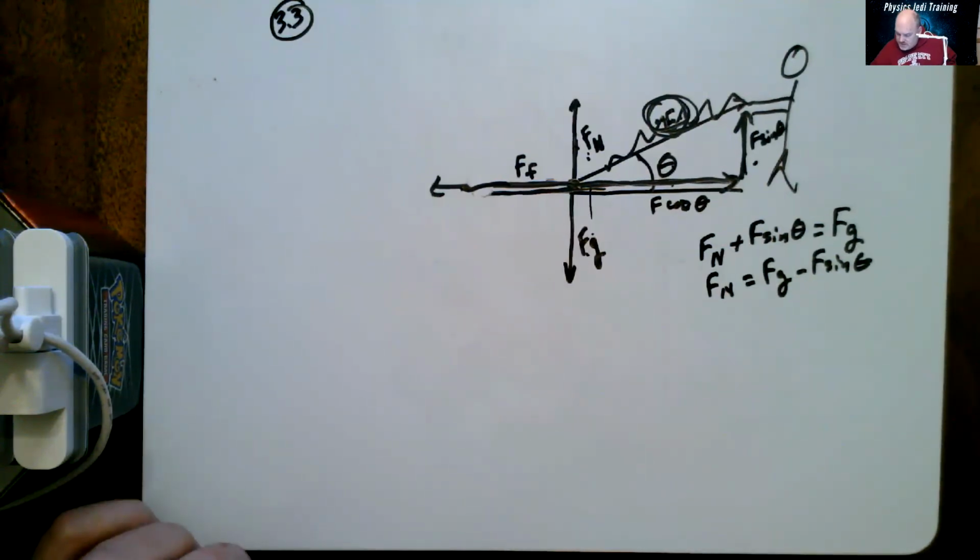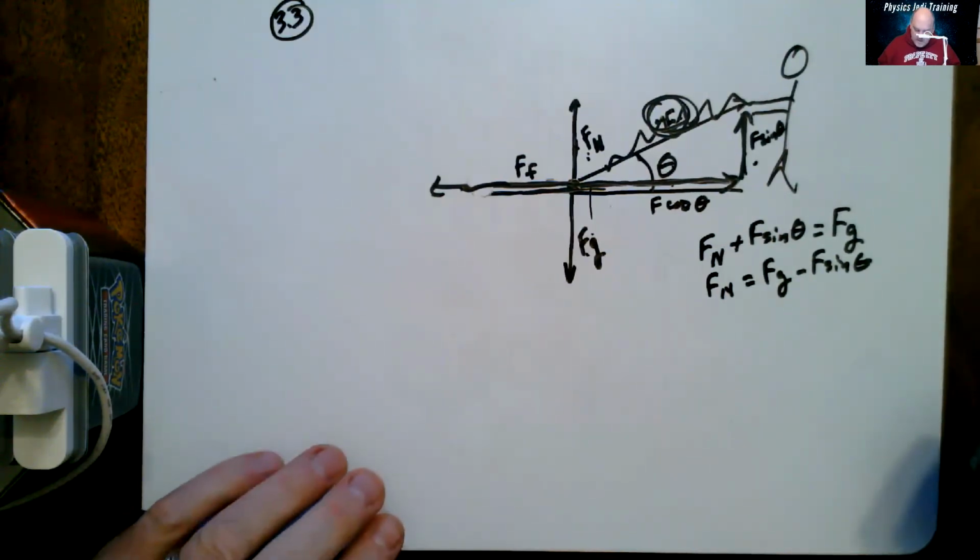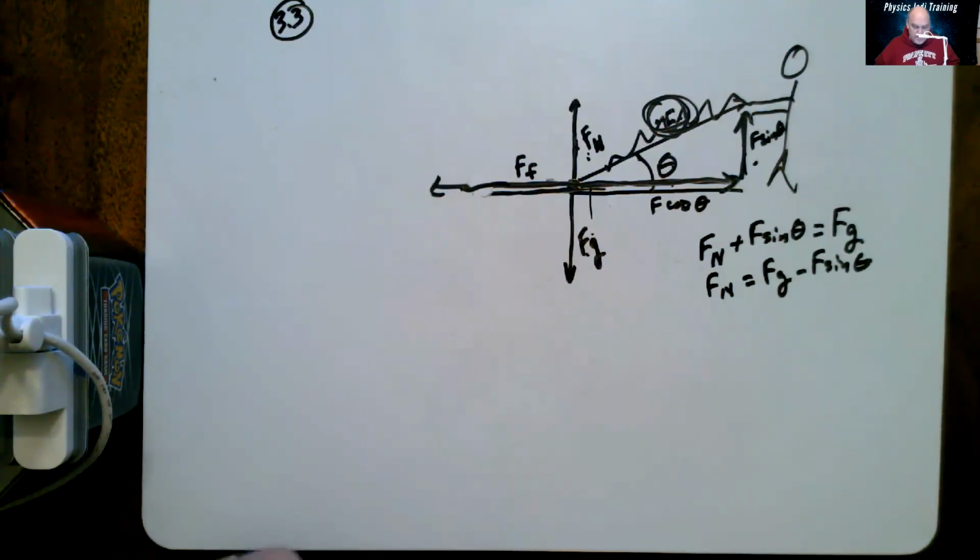Okay, so those are the 6 FBDs. Hopefully that makes sense, and we're going to start kind of doing some problems here.